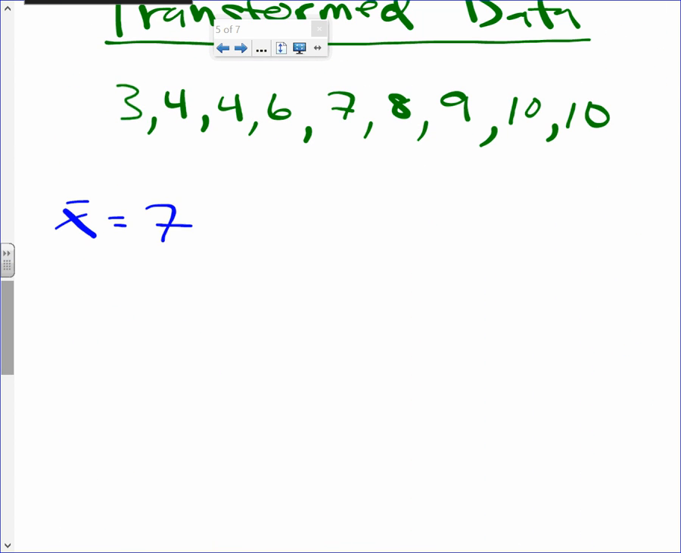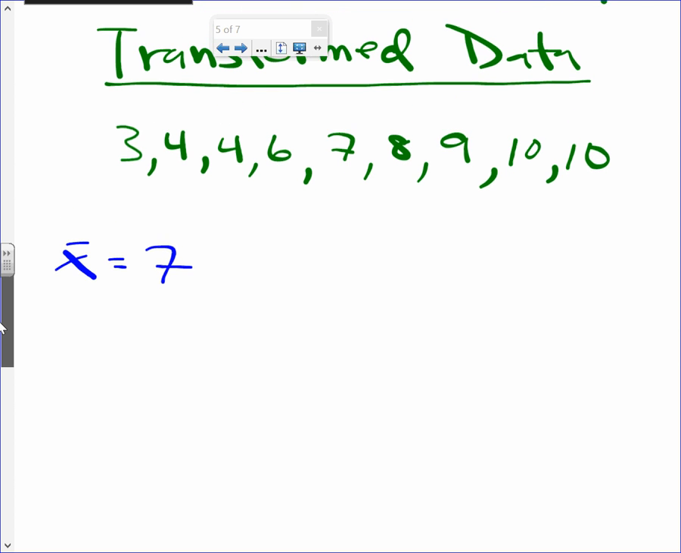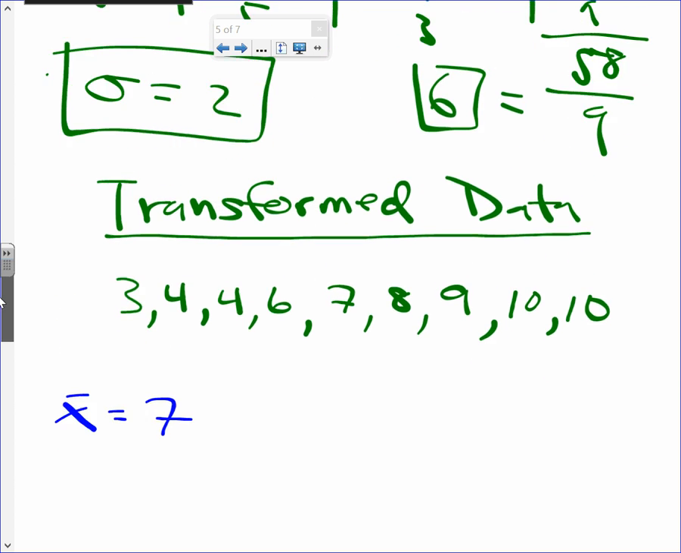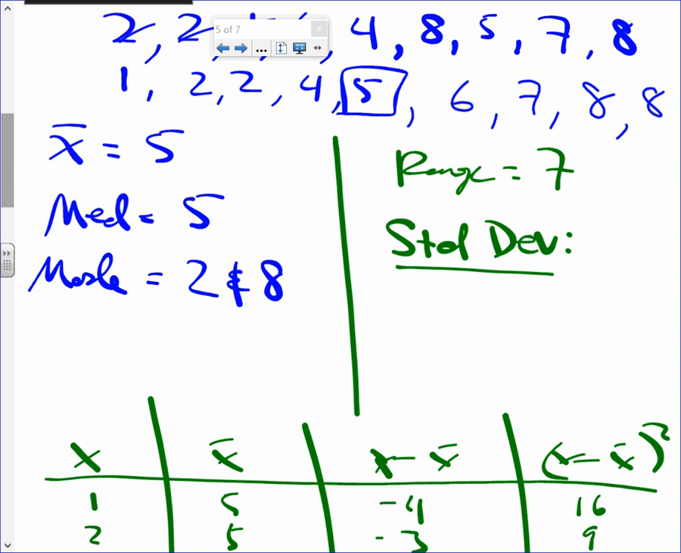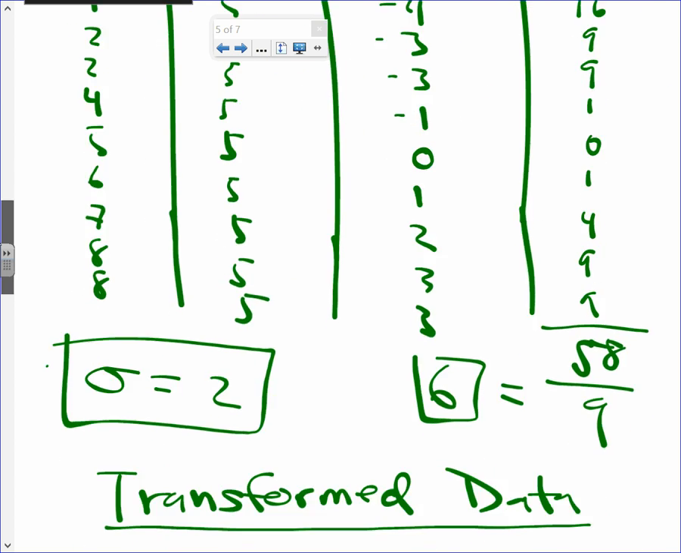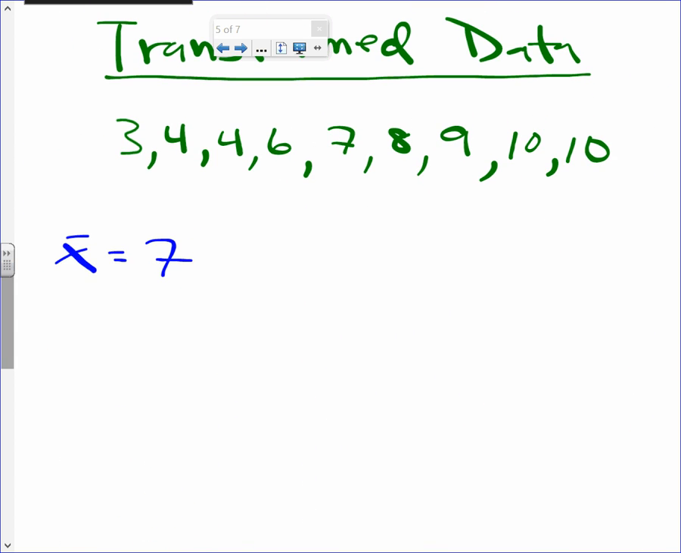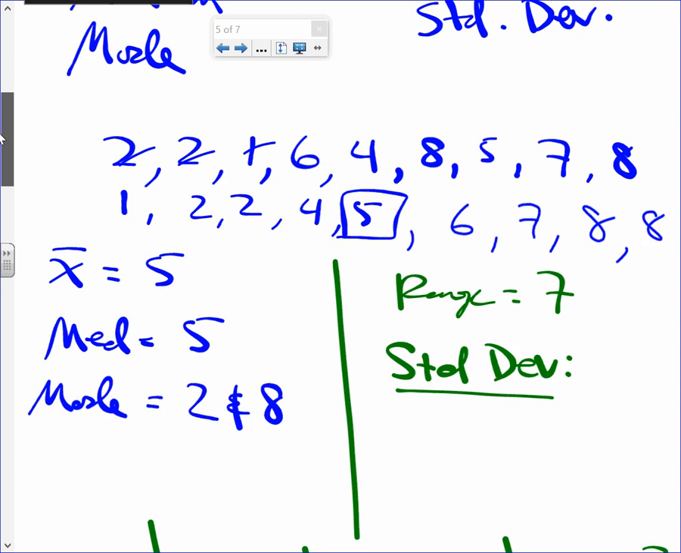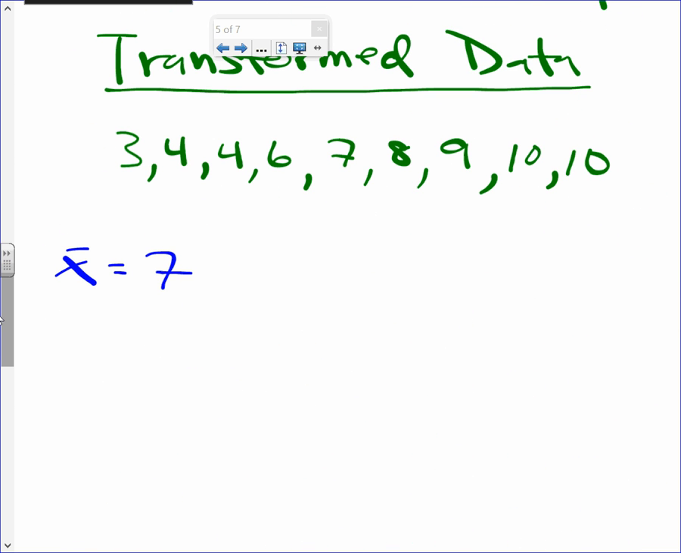Look at the mean. The previous mean was what? 5. And it went up how much? 2. Just like the data. I added 2 to the data, the mean went up 2. Okay. So far, Horton's got the stamp. Next one's median, huh? Median was 5. Now the median is 7. So far, Horton's got the stamp.